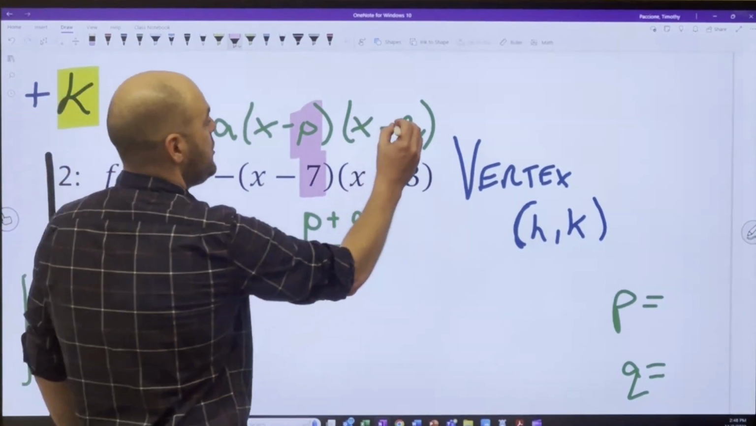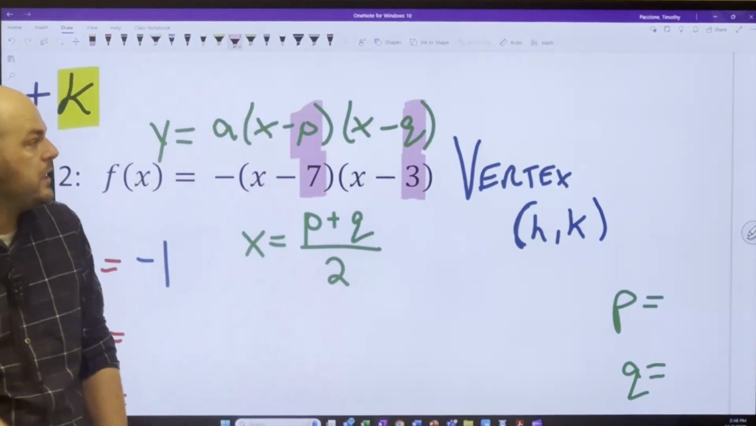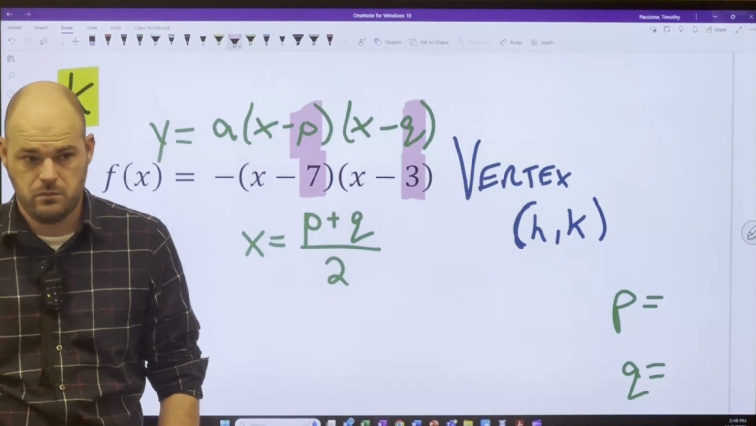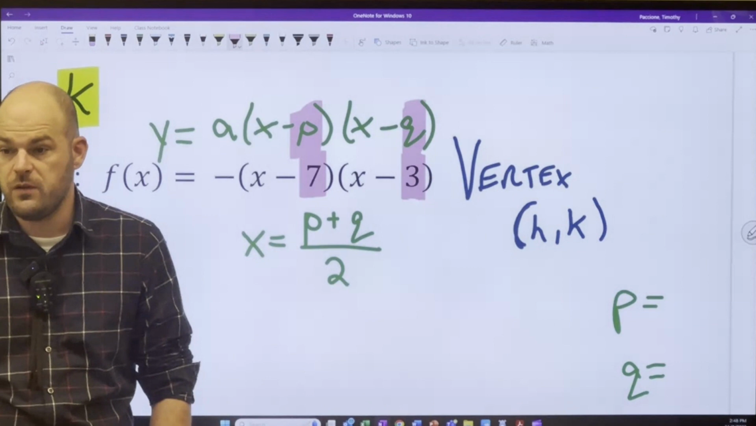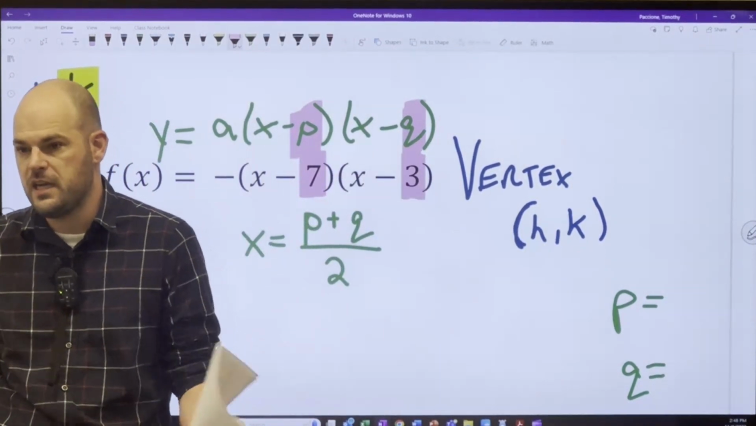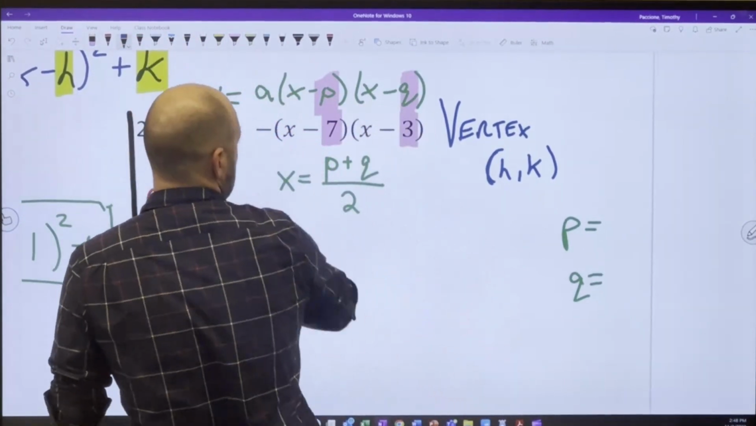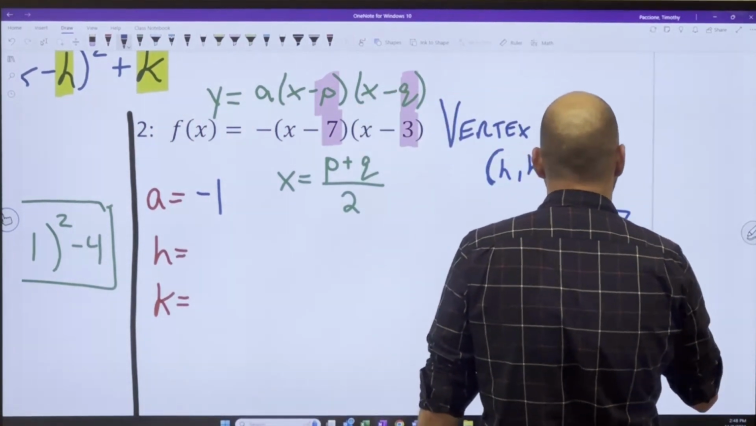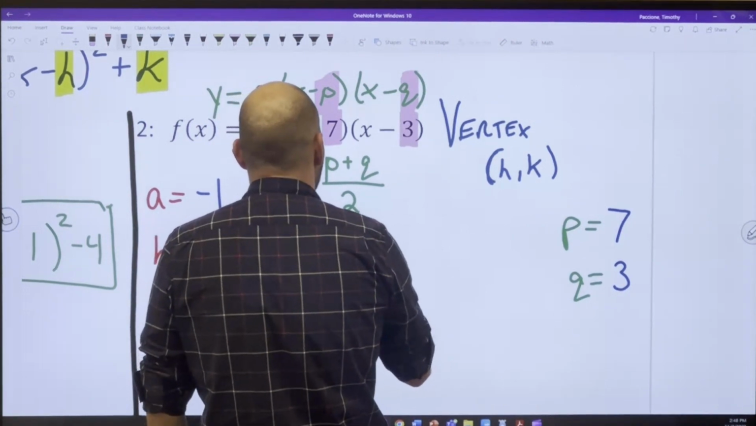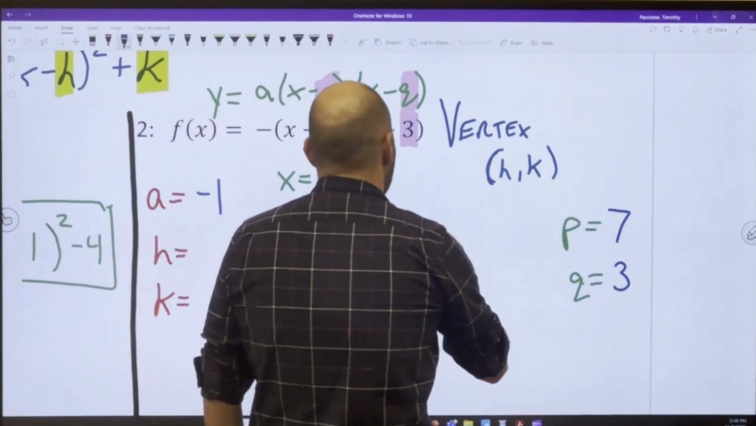Here I had Q and then I had 3. Forget about the negatives for a second. Q becomes 3. That means Q is positive 3. It has to be. If it was a negative, then it would be minus minus and it would become positive. And that's the other situation. So our P is 7, and our Q is 3. So now we plug them in. X equals 7 plus 3 divided by 2, which is 10 divided by 2, which is 5.